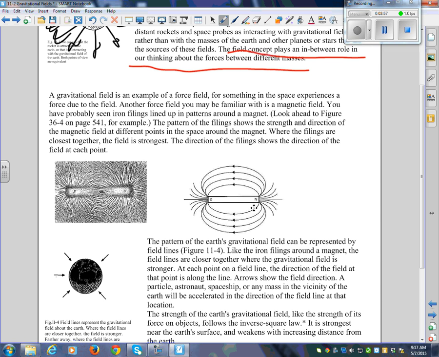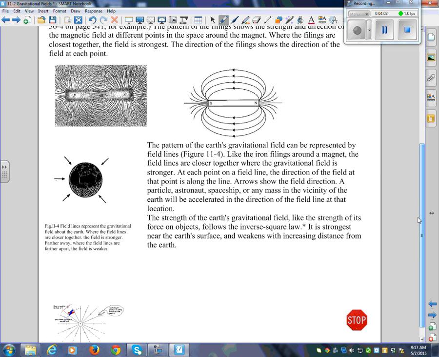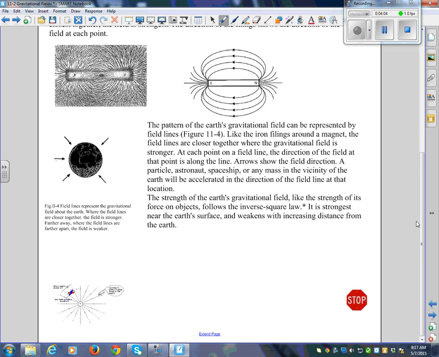Do these fields exist around masses? Not magnetic ones, but gravitational ones, yes. The patterns of the Earth's gravitational field can be represented by field lines, figure 11.4 right here. Like the iron filings around a magnet, the field lines are closer together where the gravitational field is stronger. Hopefully you know that already. Is that something that might be tested?